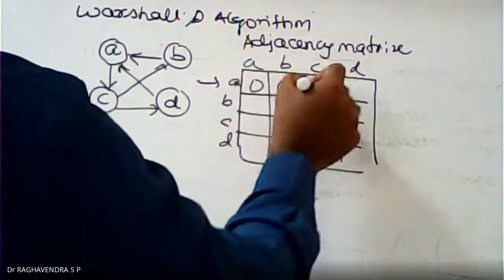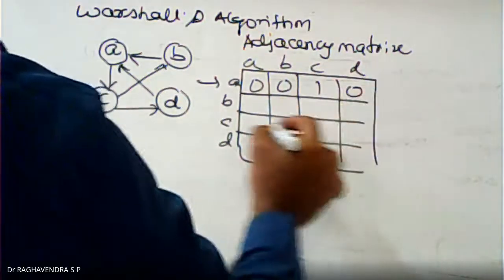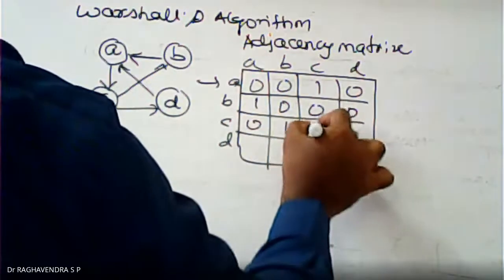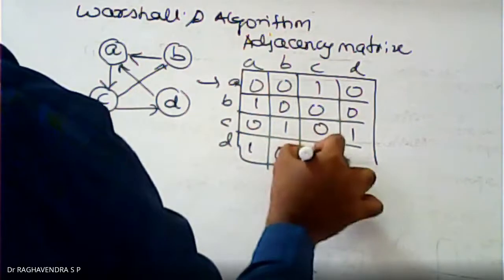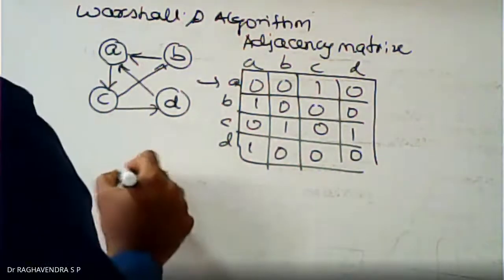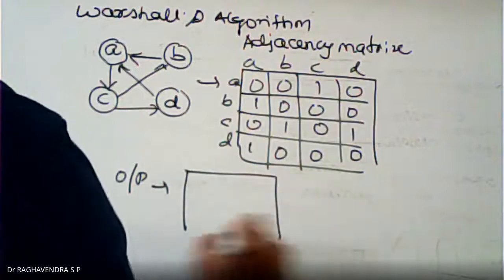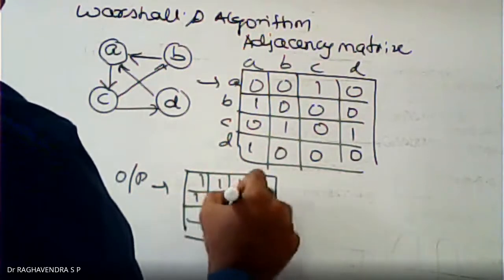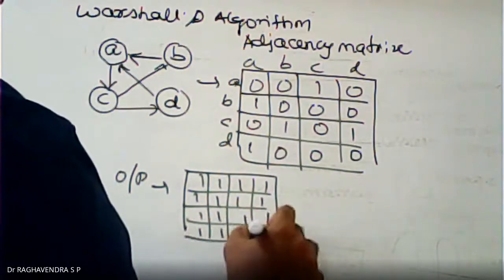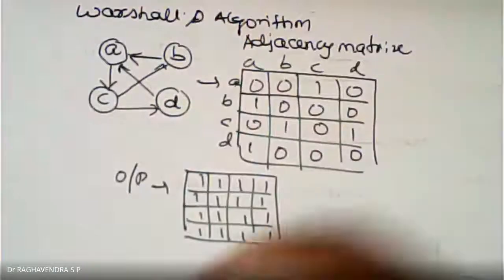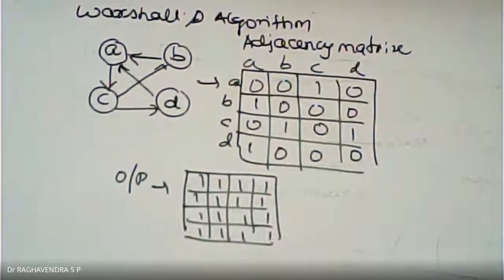So 0, 0, 0, 1, 0, 1, 0, 0, 0, 0, 1, 0, 1. So this is the input we have to take, and when we complete the process, the output is like this. Okay, so this will be the output. So all the values will become 1. Now you have to find this through the program. So I'm going to execute this now.